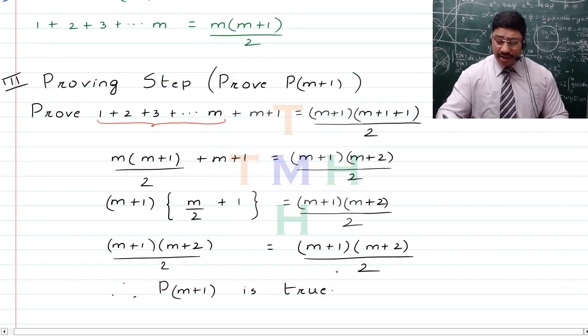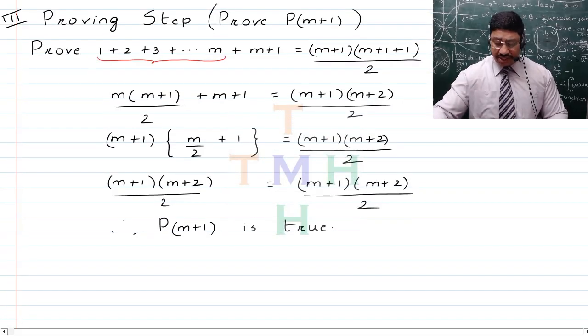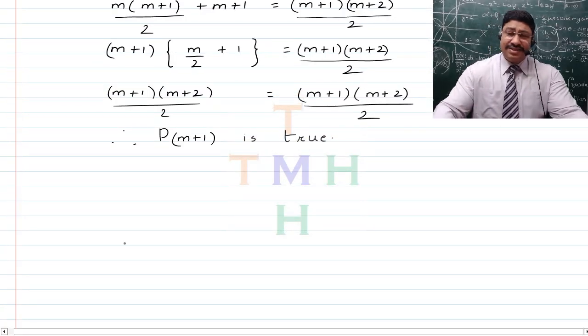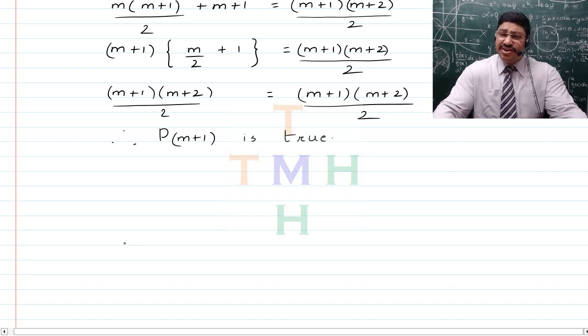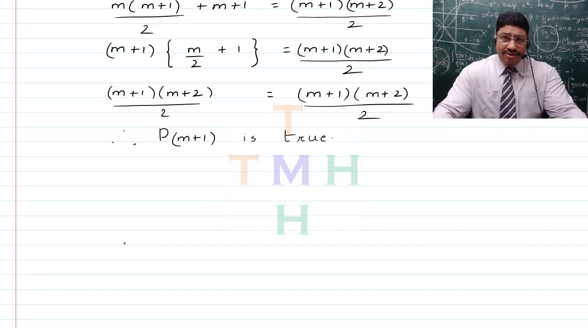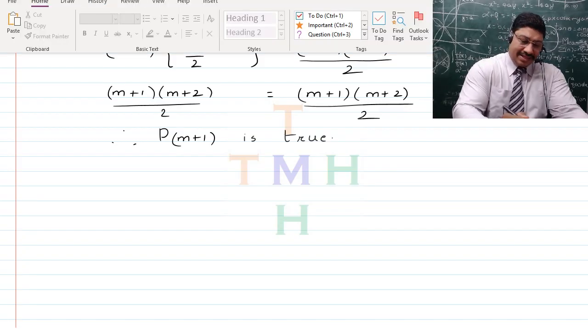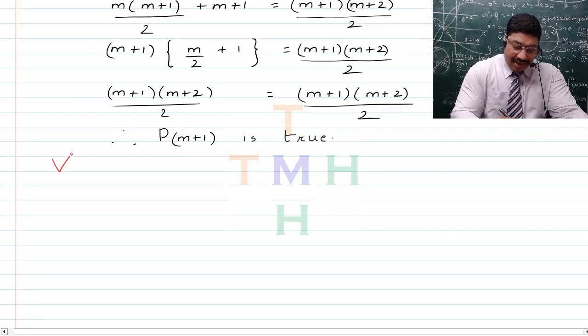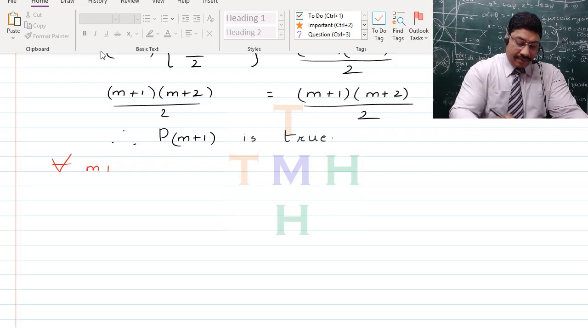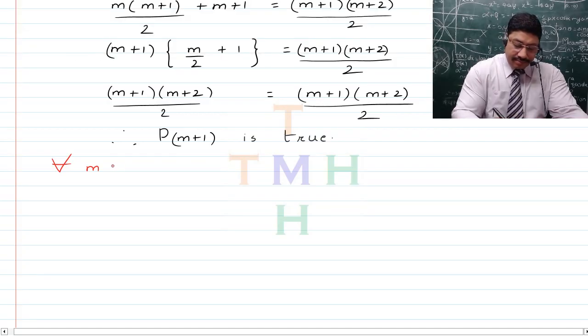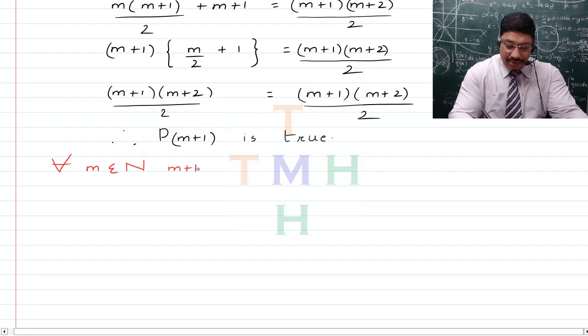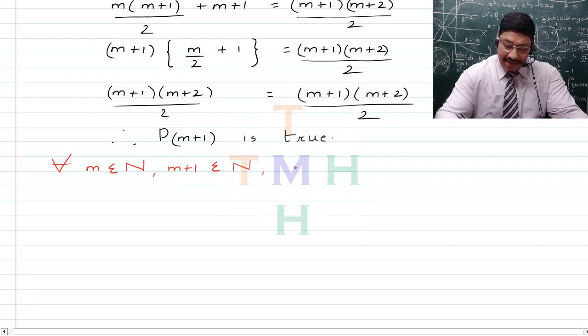And now comes a very essential statement. Now what is that very essential statement? This is what you require to write at the end of every sum proven by the principle of mathematical induction, and that is this: that you will say now that for every m, an element of natural numbers, m plus 1 is also an element of natural numbers, right?